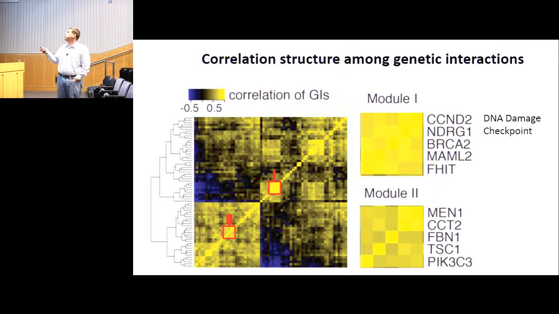There's structure in this data when we cluster the genetic interaction terms that we quantified. And that structure, at least to some extent, may reflect interactions that may be happening at the molecular level. Here, several of these genes are involved in DNA damage checkpoints. Here's TSC and PI3 kinase signaling, which are also related pathways.